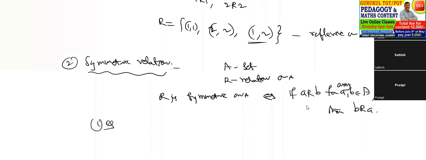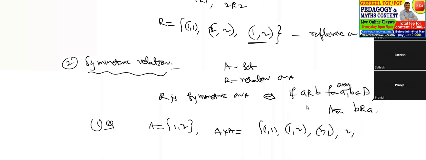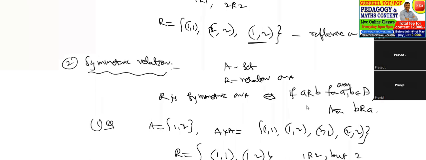Example: we take A equals {1, 2}. As I said, what is A × A? It is {(1, 1), (1, 2), (2, 1), (2, 2)}. Suppose R is equal to {(1, 1), (1, 2)}. Is it symmetric? No, sir. 1 related to 2 is there, but 2 related to 1 is not there. Therefore, it's not symmetric.